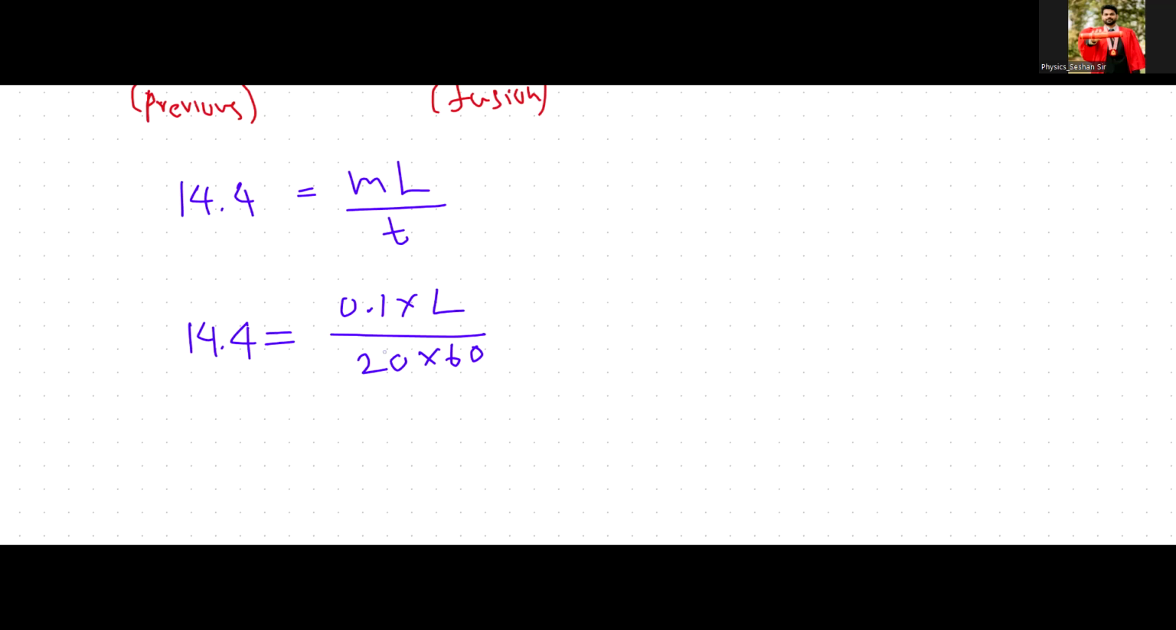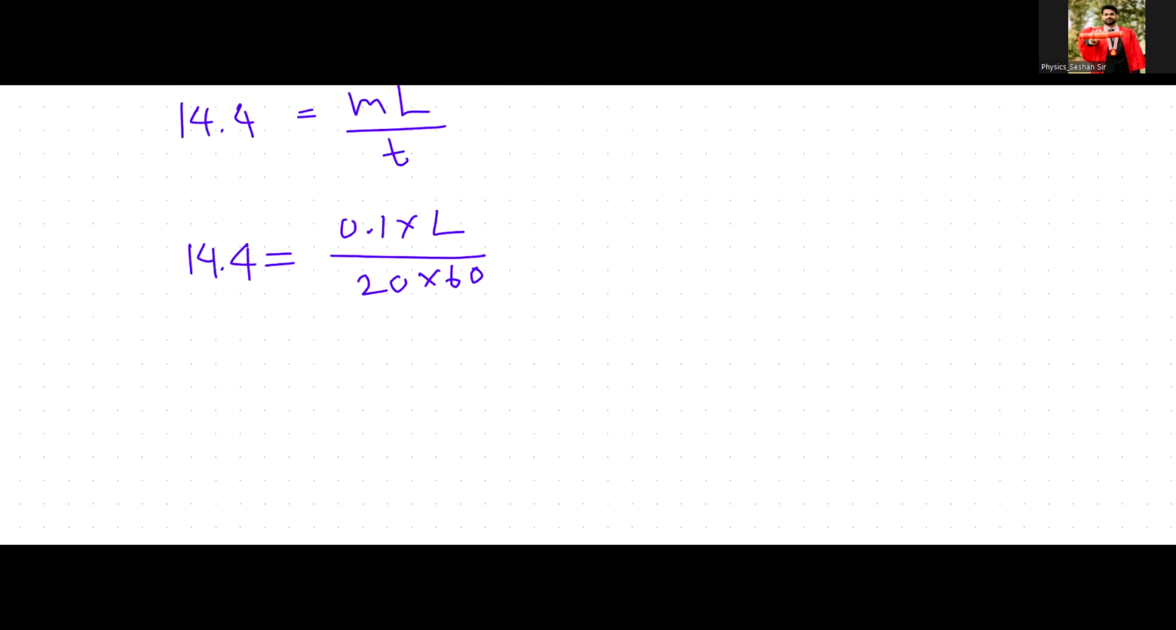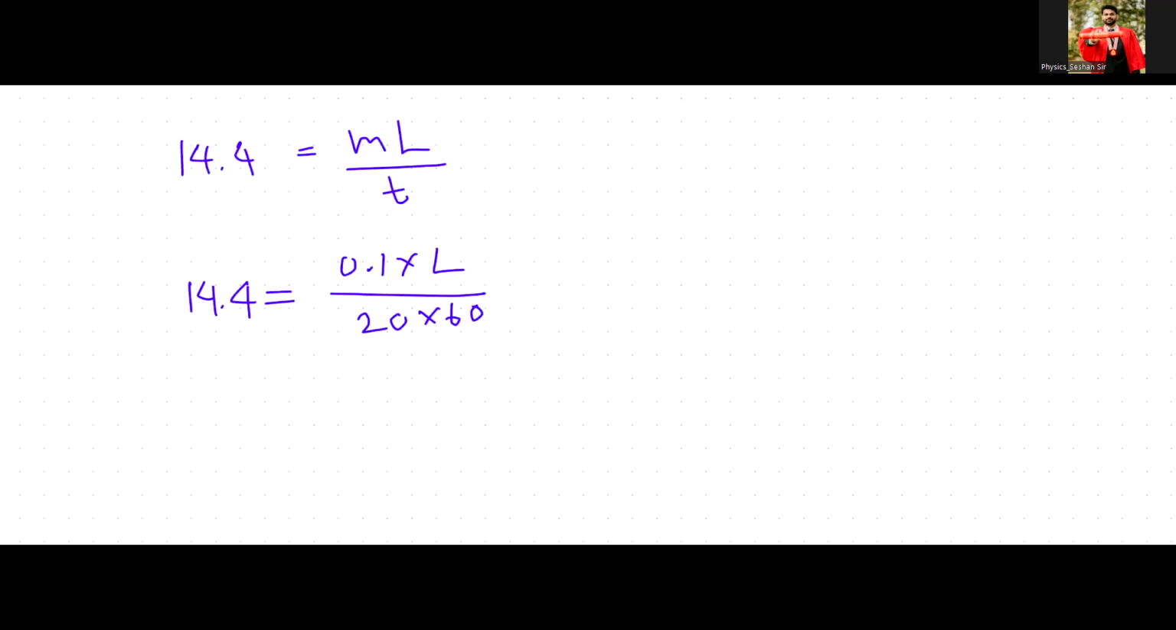Then take these two to the other side. You have to multiply 14.4 by 1200, because 20 into 60 is 1200. Then again, you have to divide by 0.1.